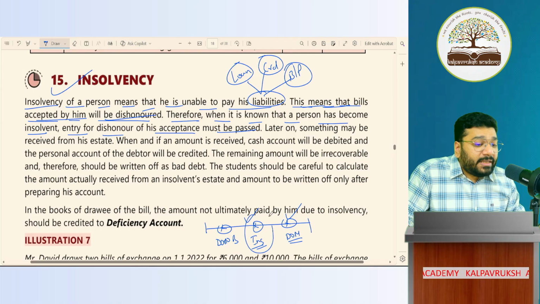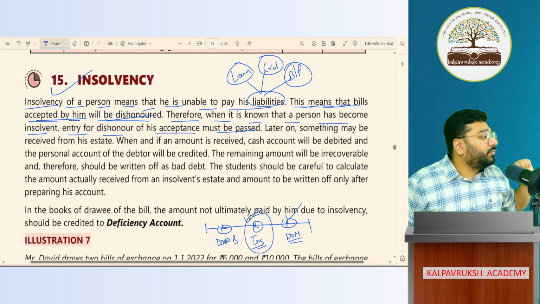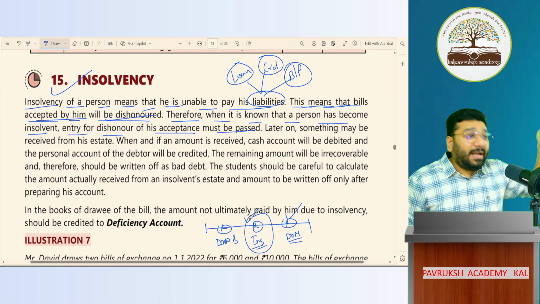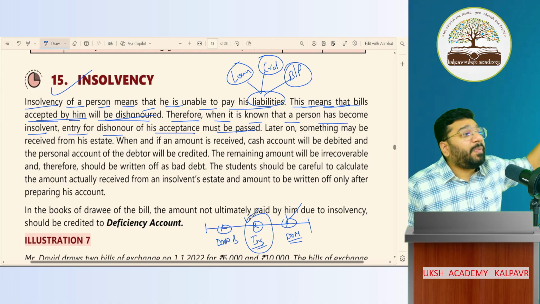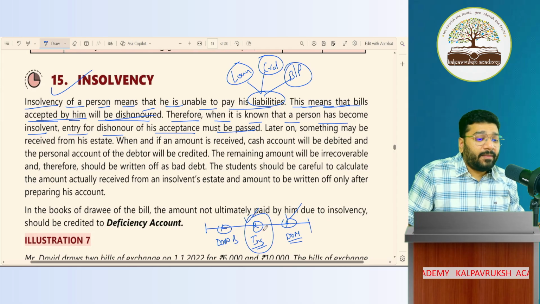So here, upon insolvency, the person is declared as bankrupt. Means confirm he is going to dishonor the bill. So on that day itself, you know the money will not come, and you have to pass the dishonorment entry. Got it, not got it? Clear or not clear? Okay.